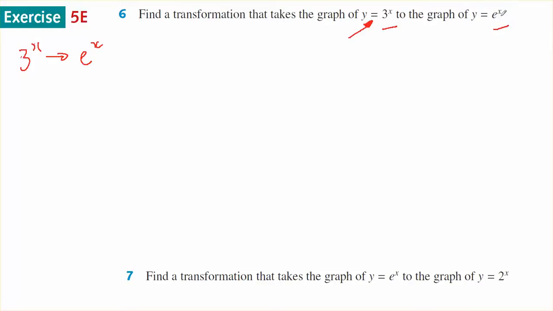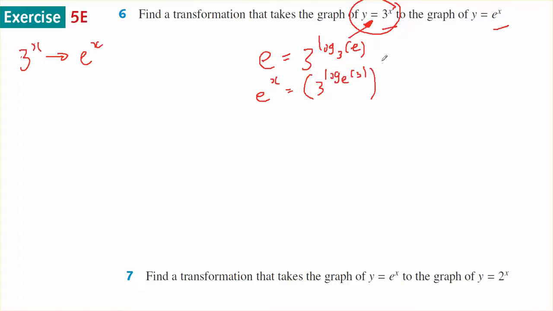Since it's becoming base e, I'd like to turn this first one into something base e to find out what transformations occurred. So I know that e equals 3 to the log base 3 of e. Since 3 to the log base 3 of e is going to equal e, e then equals e. If I put e to the power of x, that's going to equal 3 to the power of log base 3 of e, to the power of x.